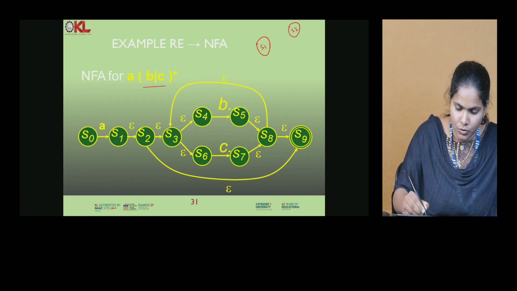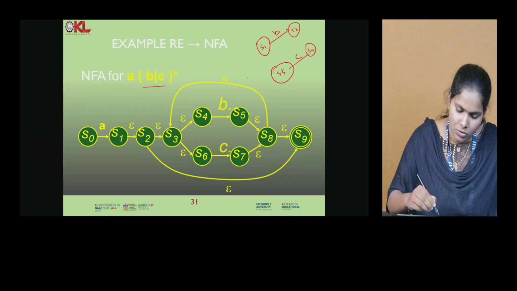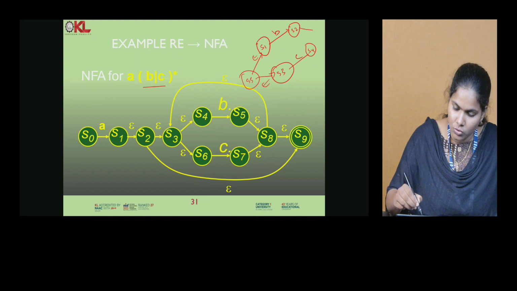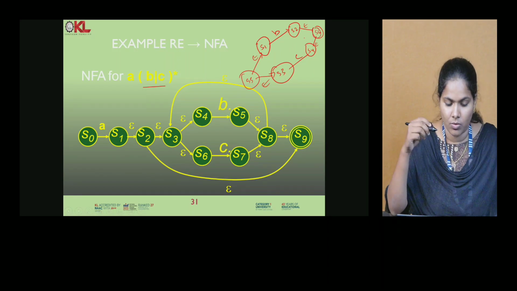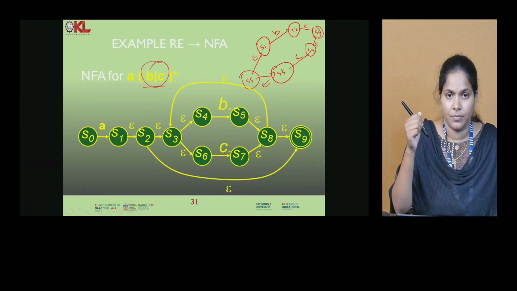S1, S2 for B, and separately I am generating S3, S4 for C. A, B or C, right? So it should have one state like S5 that should go to this state and this state with the epsilon move, and this should have one state that is S6, which will be the accepting state. Okay, now I have constructed B or C, right?